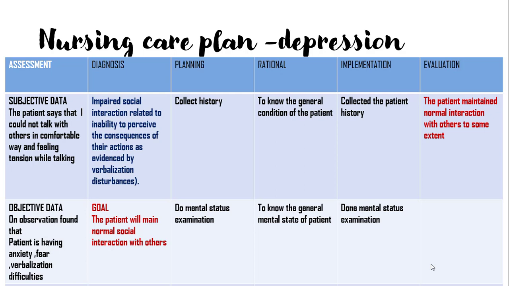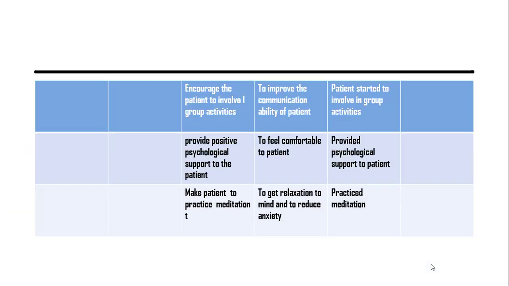Then you have to write the nursing diagnosis. The next column is goal. What is the goal? The patient will maintain normal social interaction. That is the next column. Then you have to plan the things based on the condition of the patient. Then you have to write the rationale. You have to write the implementation, and at last you have to write the evaluation. So this is the format you have to follow while writing nursing care plan in the practical section. Hope you understand. Thank you.